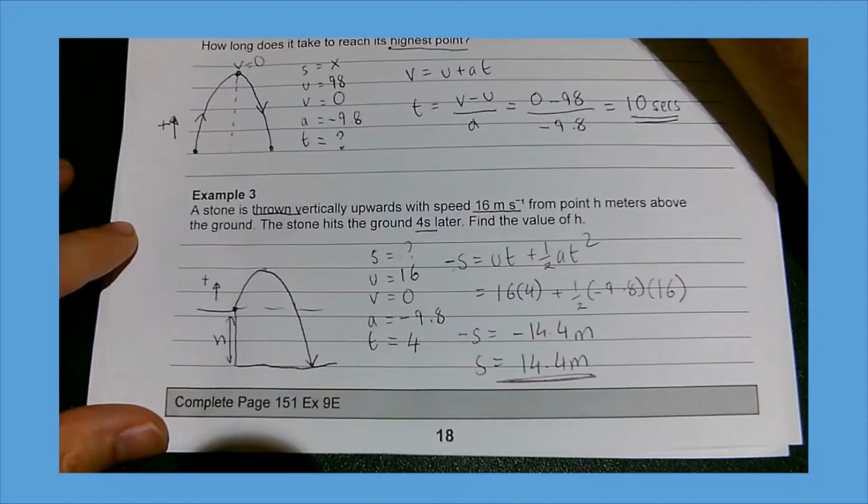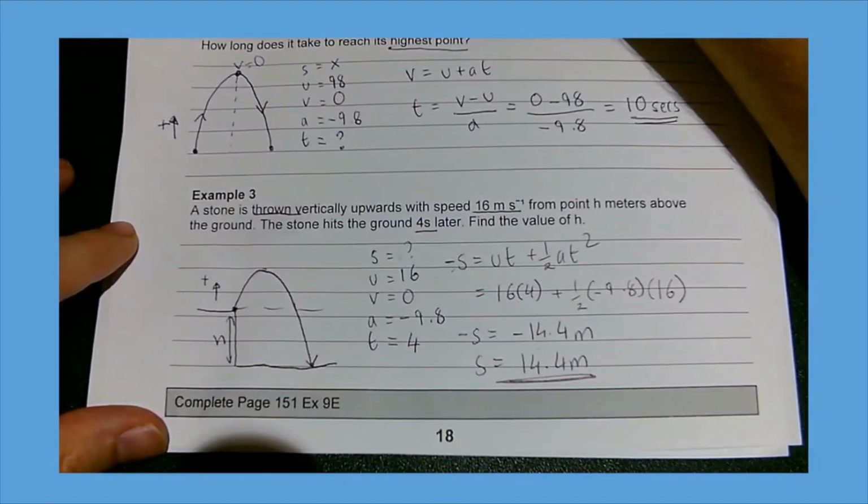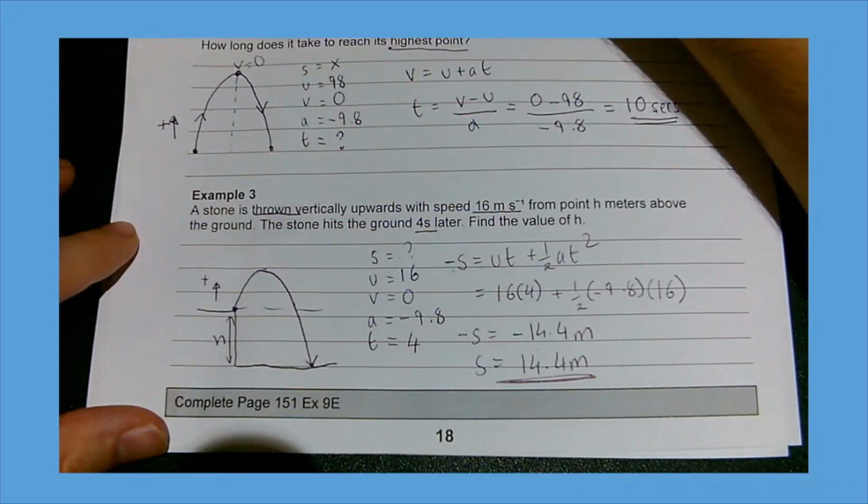So that is how we do SUVAT in vertical motion, and again, it is all about taking direction carefully and using SUVAT, but also using the right formulas as well, and thinking about things in context.